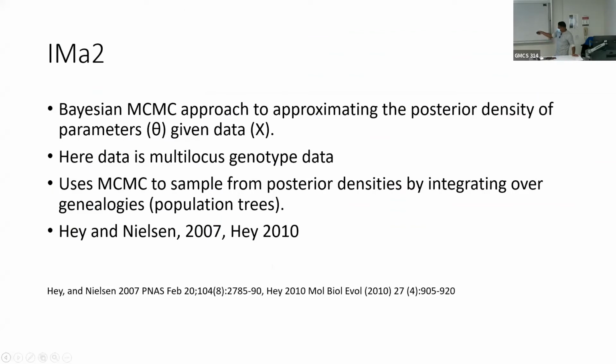My postdoc advisor, Jody, already developed a method called IMA2, which is an MCMC, Markov chain Monte Carlo based, simulation based approach towards estimating parameters under that model from genetic data. The data here is multi-locus genotype data, all those reds and blues across the entire genome. It uses MCMC to sample densities across all possible combinations of those trees that I showed you.